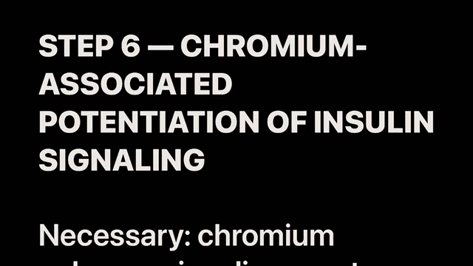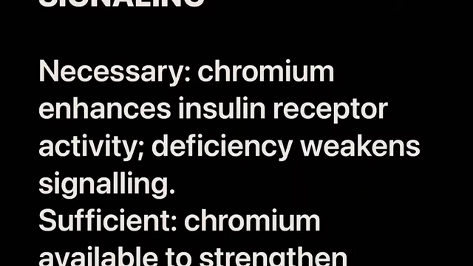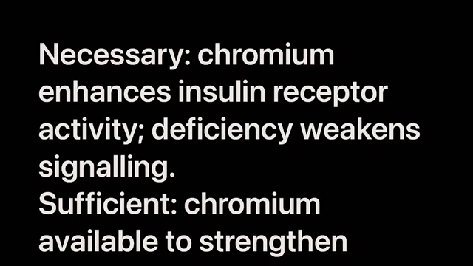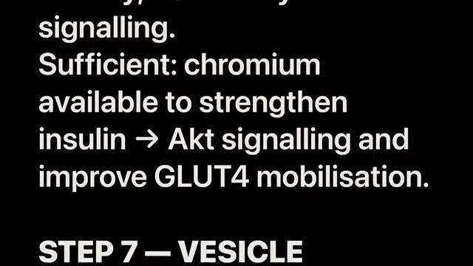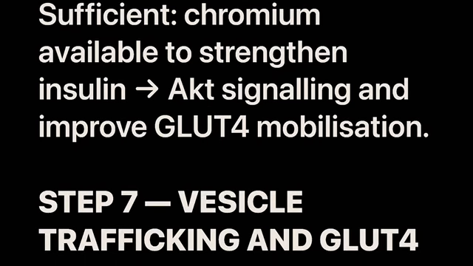Step 6. Chromium-associated potentiation of insulin signaling. Necessary, chromium enhances insulin receptor activity. Deficiency weakens signaling. Sufficient, chromium available to strengthen insulin, AKT signaling, and improve GLUT4 mobilization.